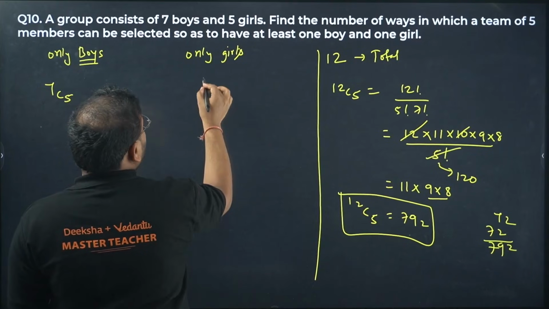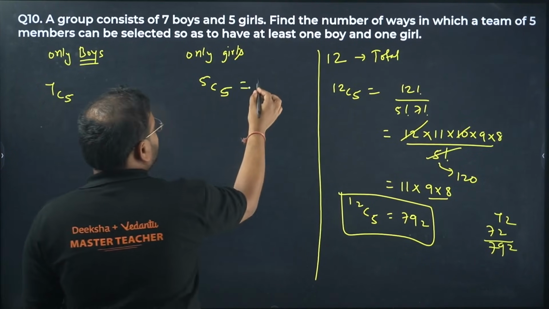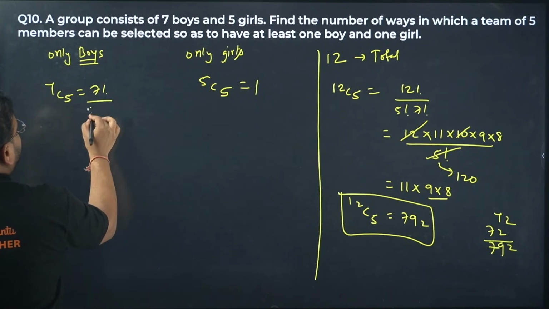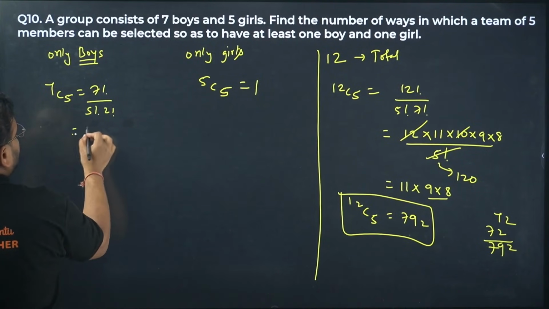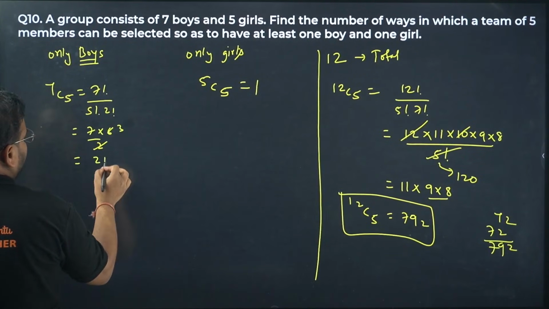All 5 from the boys category, 7C5. How do you pick only girls? All from the girls category, 5C5, which is 1. And 7C5 is what? 7 factorial by 5 factorial and 2 factorial. 7 into 6 by 2 is 21.